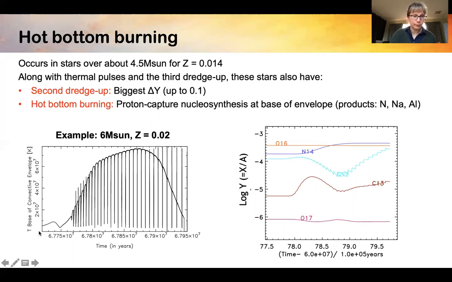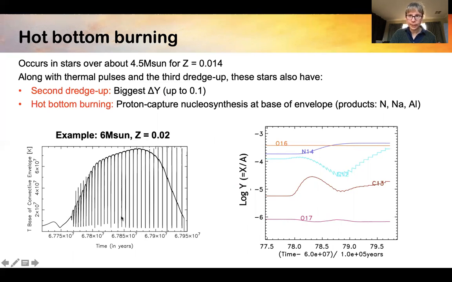Anyway, it doesn't really matter for our purposes. This is time on the x-axis versus the temperature at the base of the envelope. And you can see that the base of the envelope is periodically getting up to almost 80 million degrees. Notice the change, how it's going up and down.